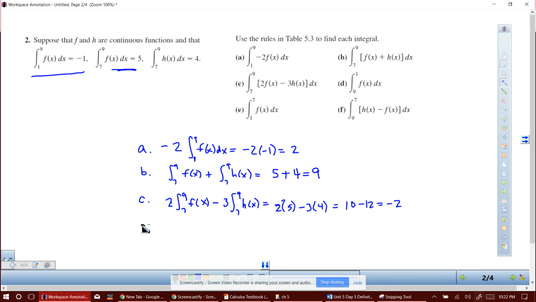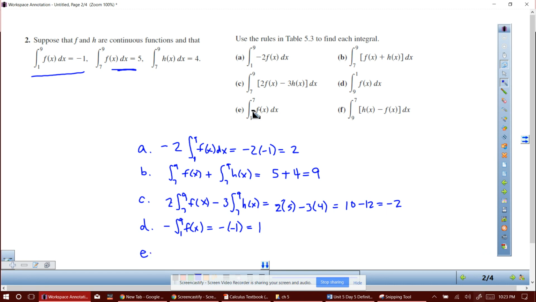All right, now for question D, they want me to go from 9 to 1, so that's backwards. I know that would be the same as negative from 1 to 9 of f of x. So that'd be negative, and then 1 to 9 was -1, so negative times -1 is +1. All right, then I'll do question E.